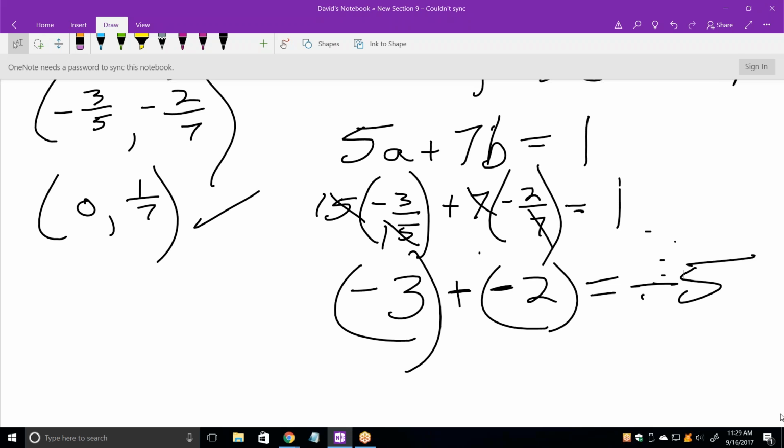It's asking: is the ordered pair -3/5 and -7/2 (or 2 over 7) a solution to the equation 5a plus 7b equals 1? Select the correct choice below. If necessary, fill in the answer box to complete your choice. And it says no, because after substituting for A and B, it gives a result of blank.